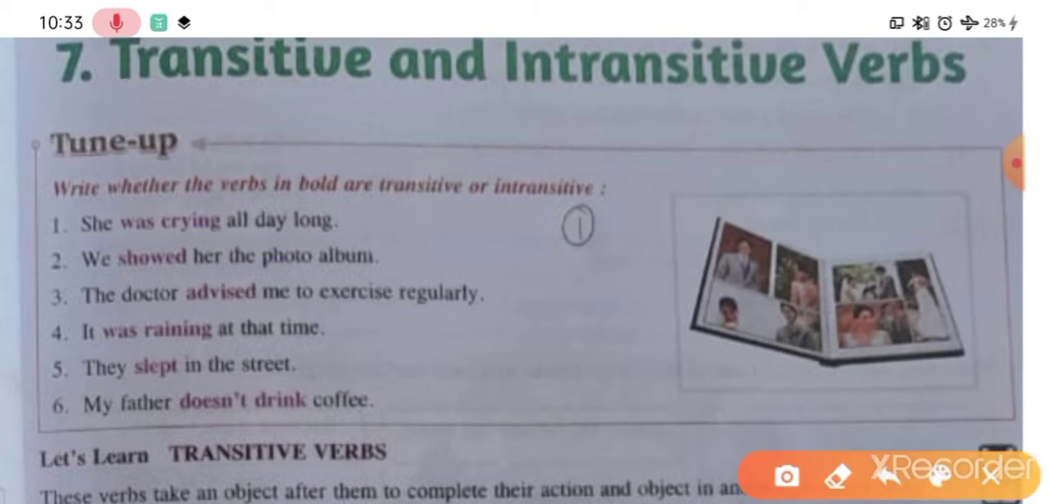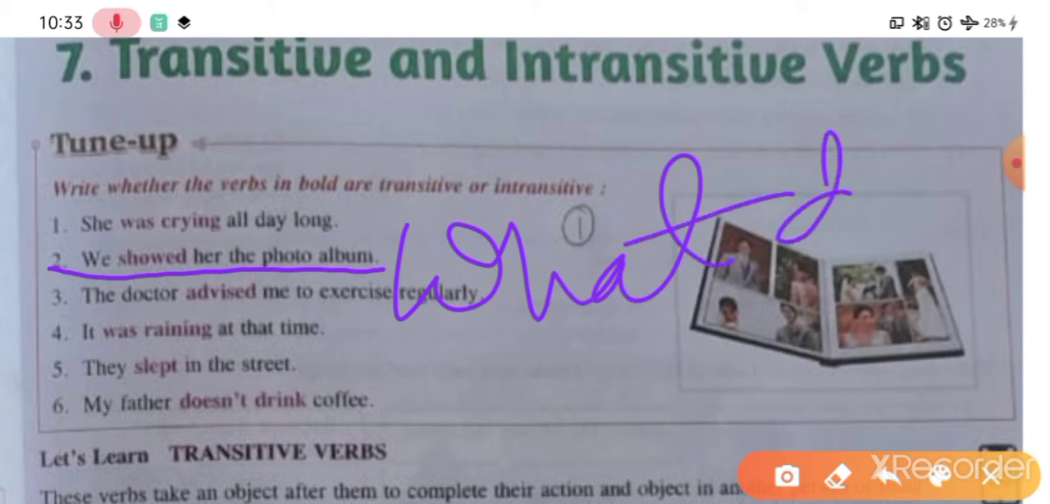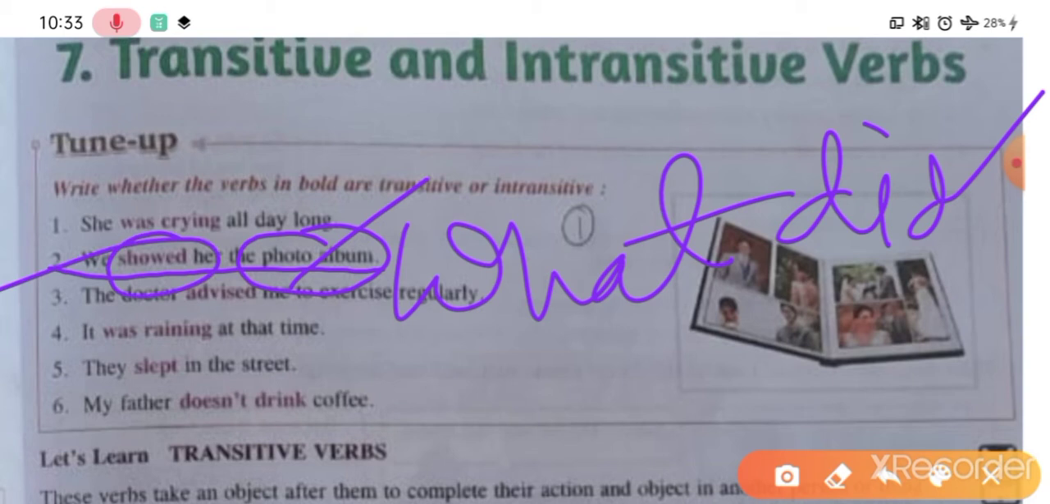We showed her the photo album. See, guys, here I told you that the clue word is the answer of what. Do you find the answer of what here? If I ask, we showed her the photo album, what did we show? The photo album. So the answer of what is coming. So this is the direct object and the verb showed is transitive.